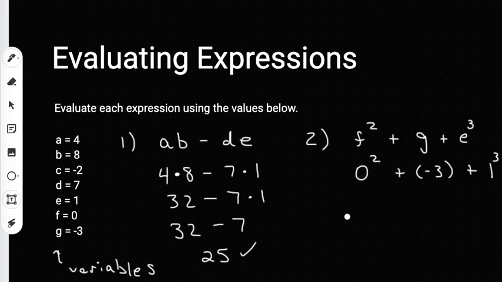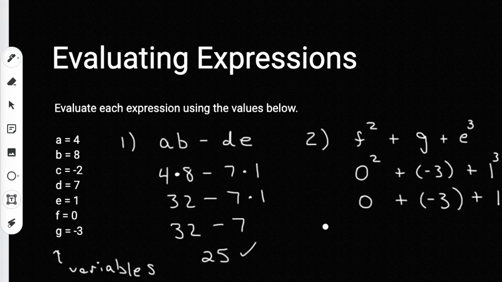I know that I have 0 squared on the left side. That's 0 times 0, which is going to give me 0. And then I bring down the plus, negative 3. Over here I have a plus, 1 cubed. And I know that 1 cubed is the same thing as multiplying 1 by itself twice. So that's going to give me 1 times 1 times 1, which is just 1 at the end of the day. So that's going to be a 1.